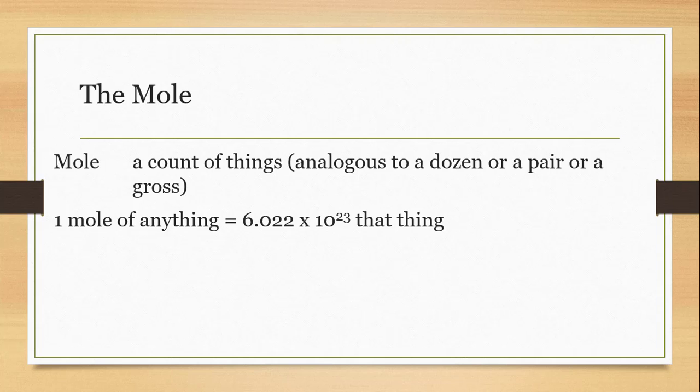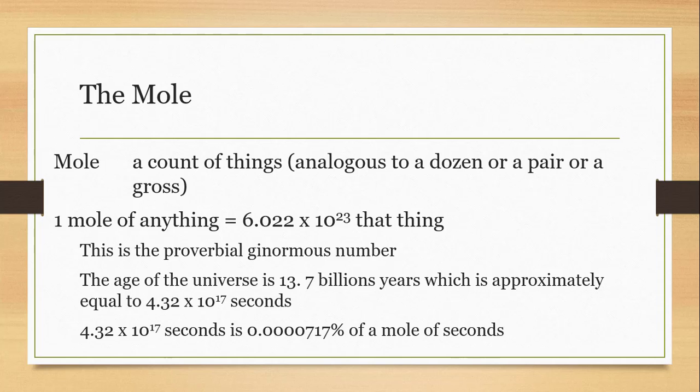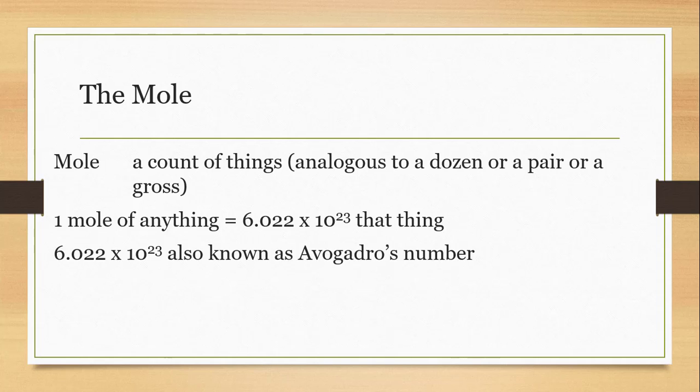1 mole of anything is equal to 6.022 times 10 to the 23rd of that thing. This is a gigantic number. Just to put it into some perspective, the universe, which is really old, is 13.7 billion years. You convert that to seconds and you get 4.32 times 10 to the 17th seconds. That is still a very small percentage of a mole of seconds. That number, 6.022 times 10 to the 23rd, is also known as Avogadro's number.